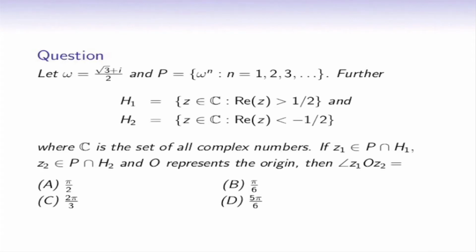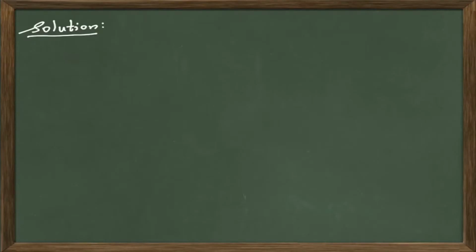This is a multiple choice question, so it is possible that more than one option is true. Let us see how to solve this problem. First, we will see how the set P looks like. So to begin with, the set P seems to be infinite, but we will see soon that in fact this set is finite. So we are given that omega is equal to square root of 3 plus i by 2.